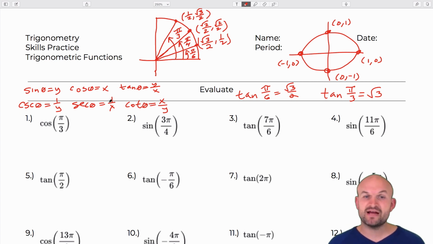The first angle, cosine of pi over 3, that is in the first quadrant. So you can see that the cosine of pi over 3, the cosine represents the x-coordinate. So therefore, that's just going to equal 1/2.